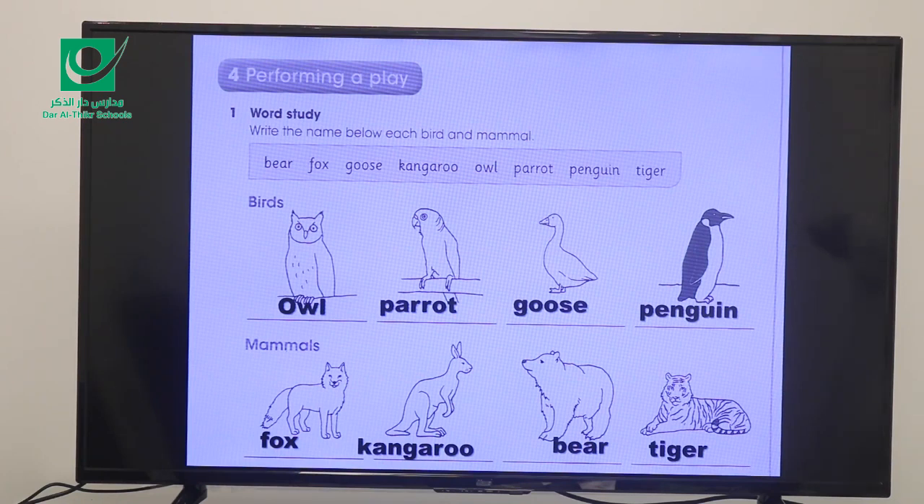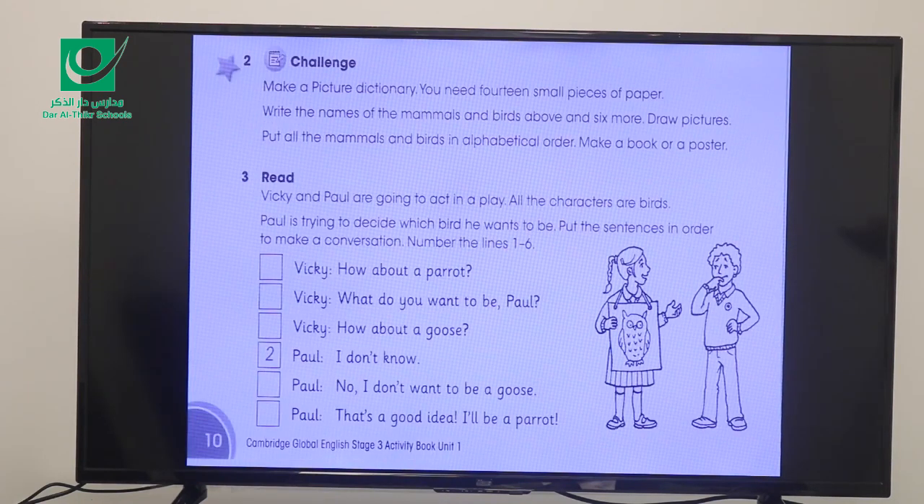Hope that you wrote all of them correctly. Now we will move to exercise number 2. They are asking you as a kind of homework, if you like. You can send this to your teacher. Make it as a presentation or as a worksheet and send it to your teacher. Make a picture dictionary. You need 14 small pieces of paper and write the name of the mammals and birds above and 6 more. Draw pictures, put the mammals and birds in alphabetical order and make a book or a poster of the birds and mammals. Okay, let's say this is a kind of project for you.